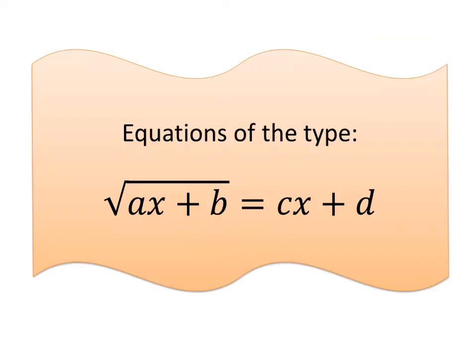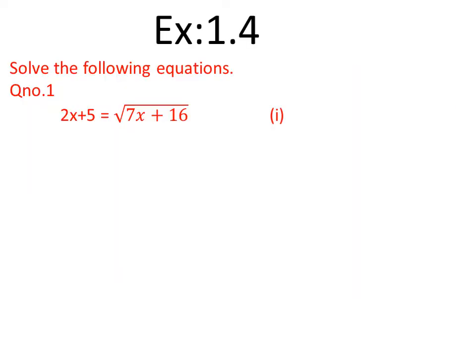Now we are going to solve some questions of the type under root ax plus b equal to cx plus d. In this equation a, b, c and d are constant numbers and the variable involved in this equation is x. We will solve the questions in which some expressions are written under the radical sign. So we start our next exercise.